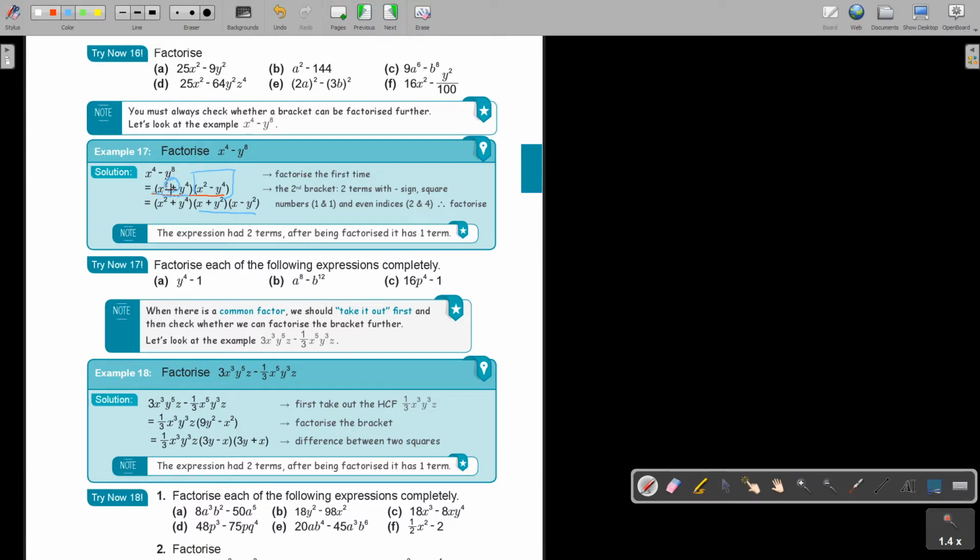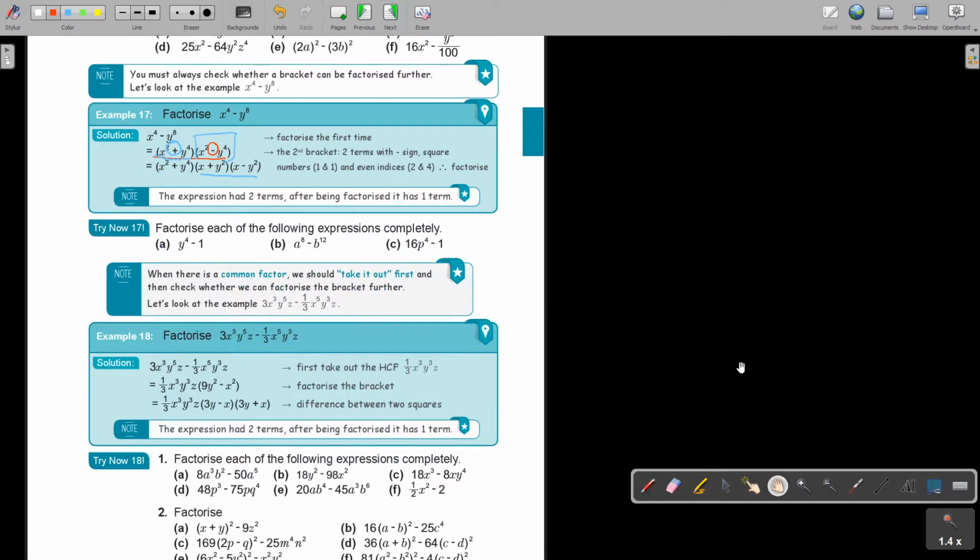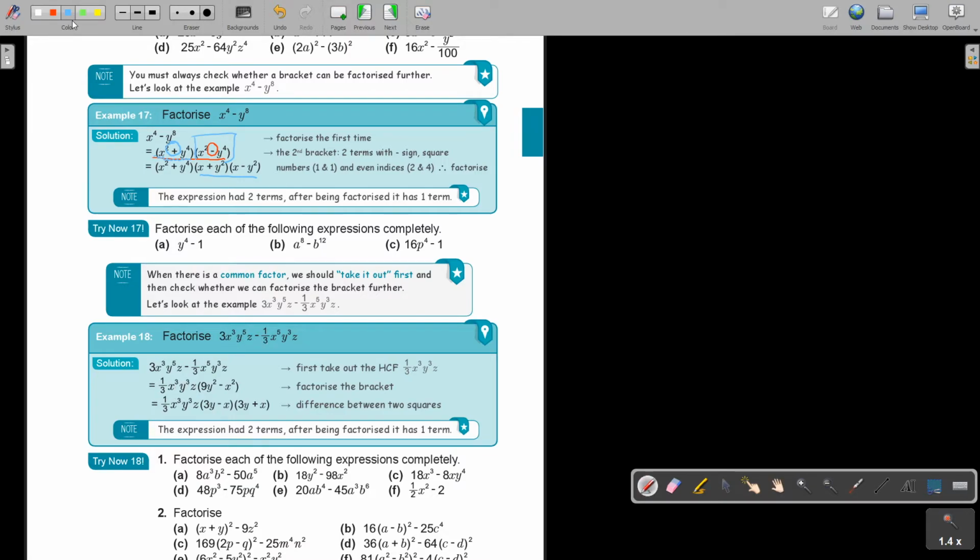You can only do difference between 2 squares if there stands a negative. Okay, and that's why that one can go on. Okay, and then now sometimes you combine factorization, and this is what I was trying to show you here. So in this one, you will first take out a common factor, like 1, and then you will check the bracket, and then you'll say, oh, but this is difference between 2 squares.